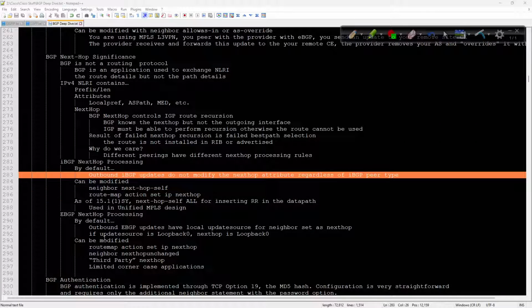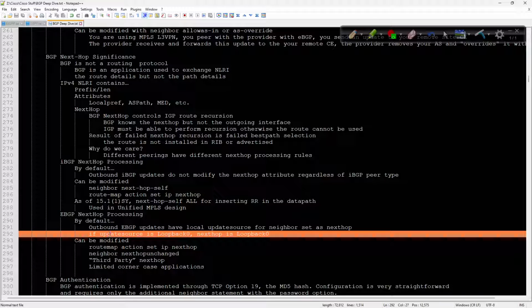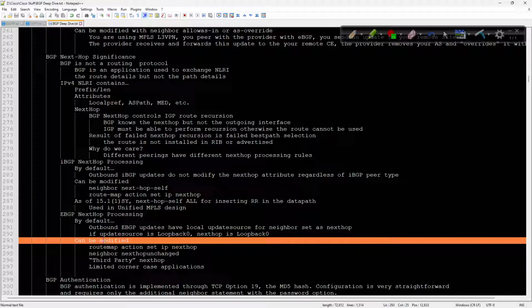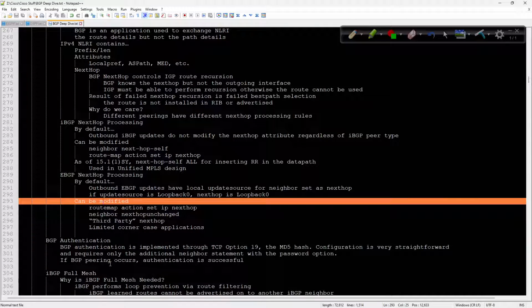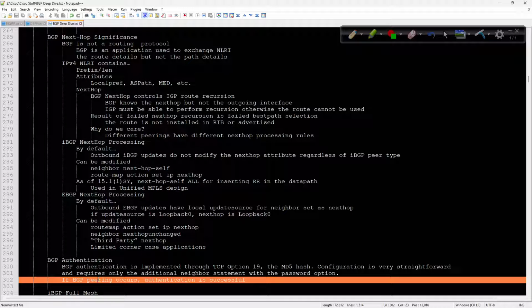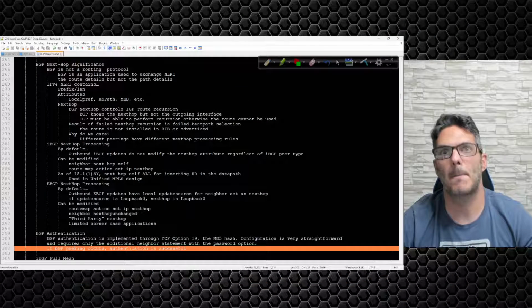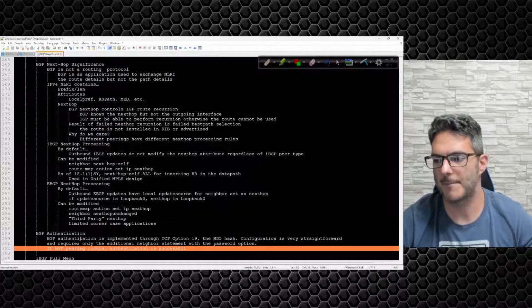So by default, eBGP updates have local update source for neighbor set as next hop. If update source is loopback 0, next hop is loopback 0. This can be modified, as we said. BGP authentication is implemented through TCP option 19, the MD5 hash. Configuration is very straightforward. It only requires the additional neighbor statement with the password option. If the peering occurs, authentication is successful, and we'll take a look at that as well. So it would just be neighbor 10.1.1.1 password Cisco123, something like that.